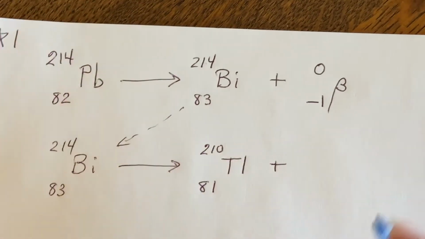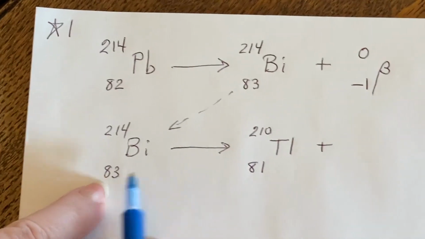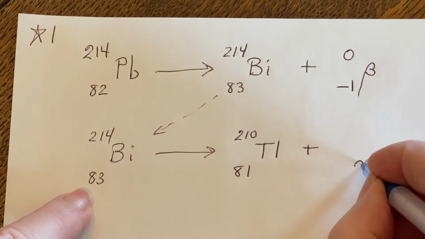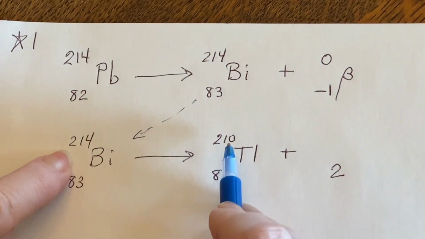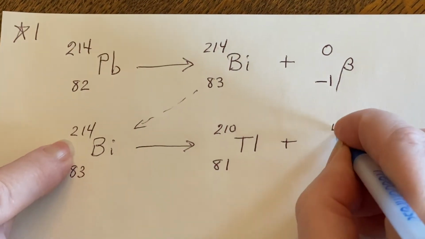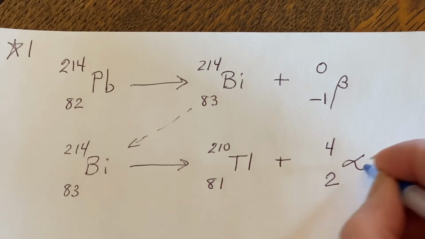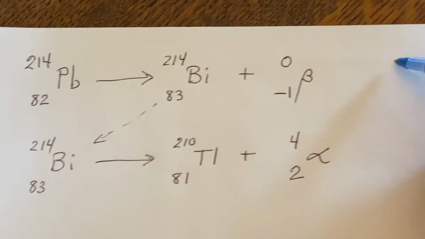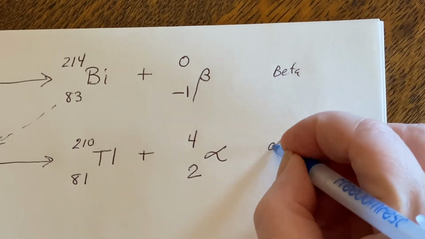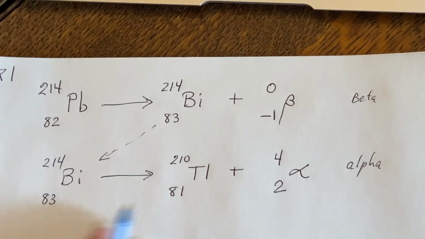So how did that decay? 83 equals 81 plus 2. 214 equals 210 plus 4. Oh, now I recognize that. That's your alpha particle. So I had a beta decay for the first one, and I had an alpha decay for the second one. And I'm done with that.